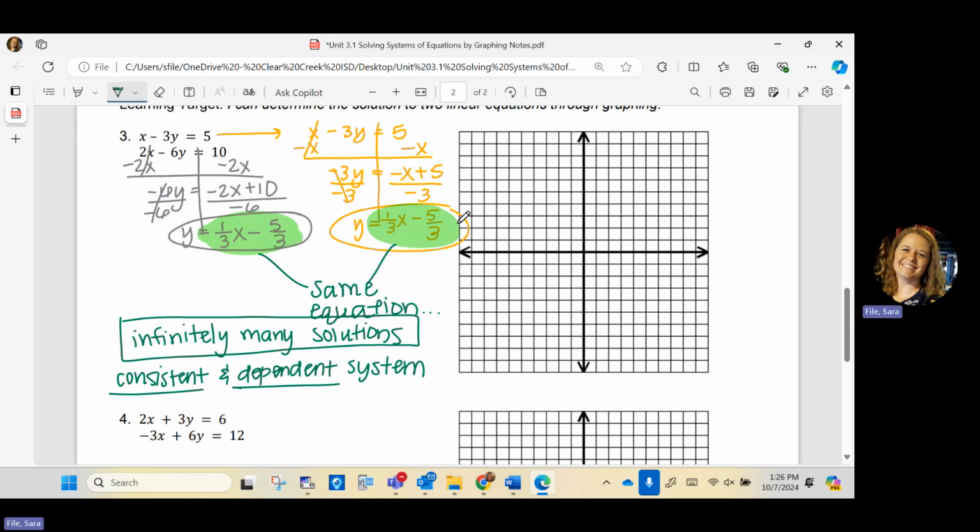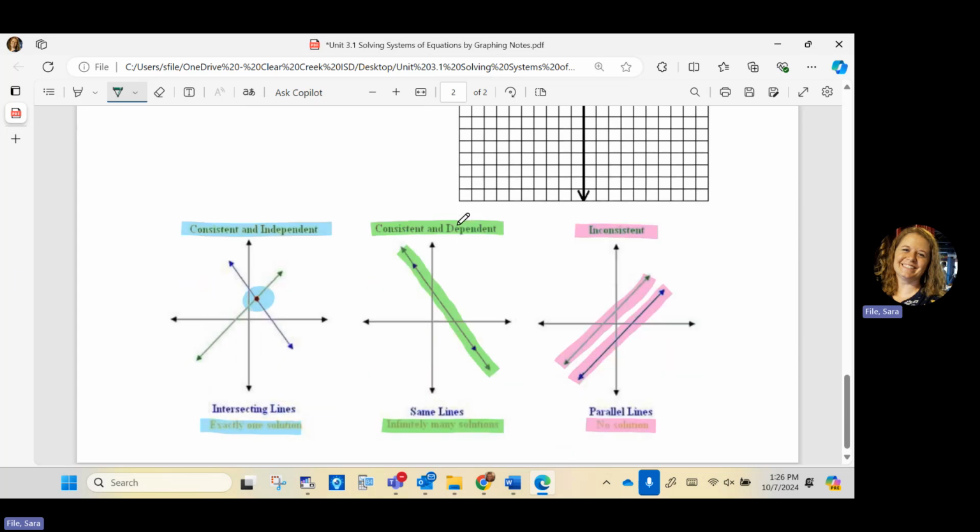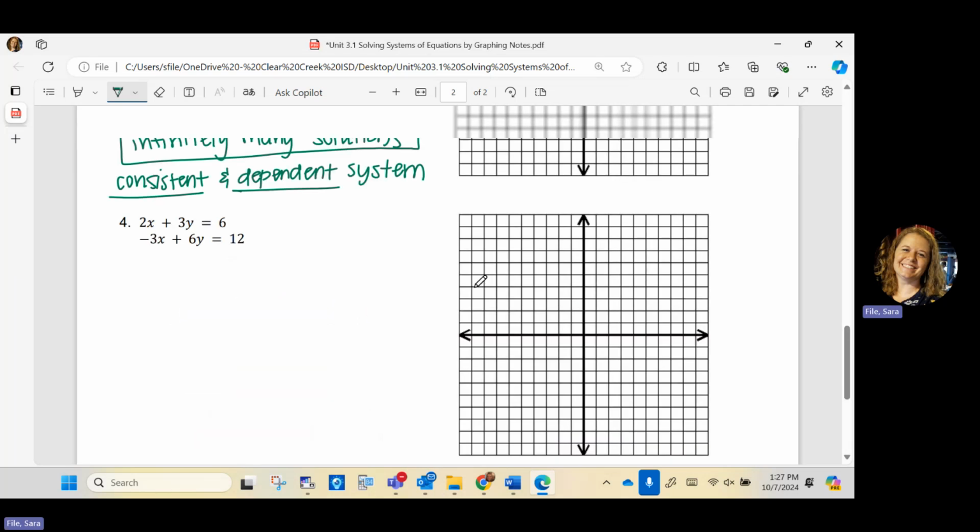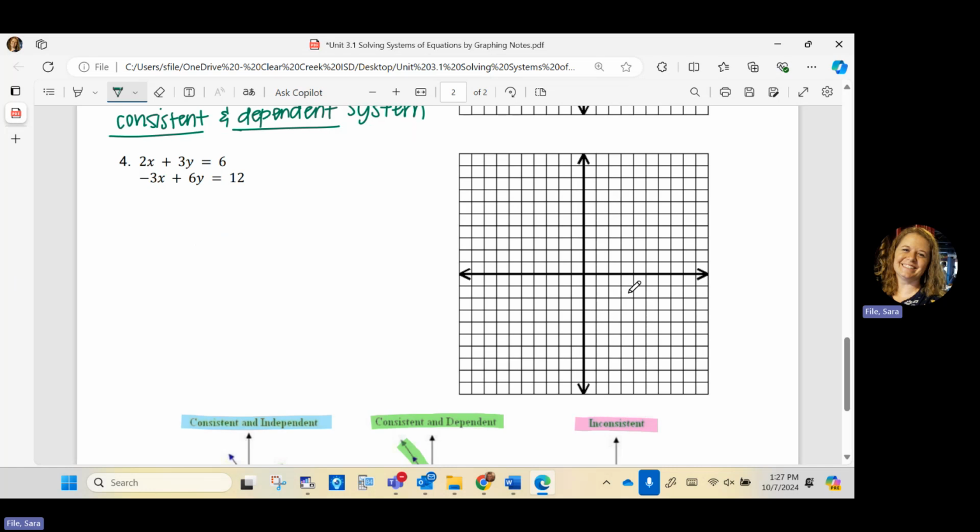All right, now let's look at this very last one. We've had one of each style so far. We've had one with one solution, one with parallel, and now we've had one that's the same line. Okay, so let's take a look at that last one and see which one it's going to be.